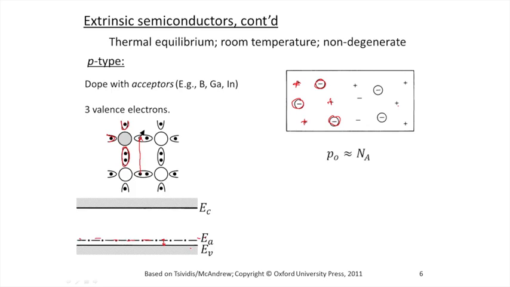As before, we assume that all of the atoms are ionized at room temperature, so the equilibrium concentration of holes is approximately the same as the concentration of acceptors. The product of N and P still is Ni squared for the reason I mentioned before, and from these two, you can find the concentration of electrons at equilibrium. And N sub A is the acceptor concentration.